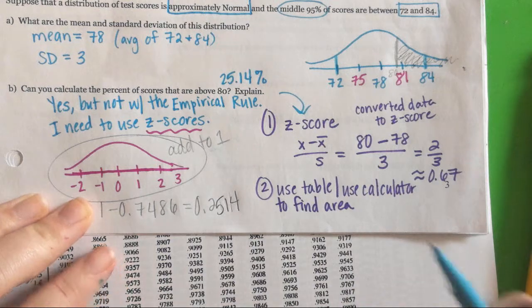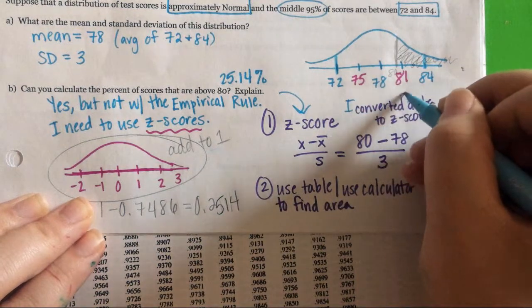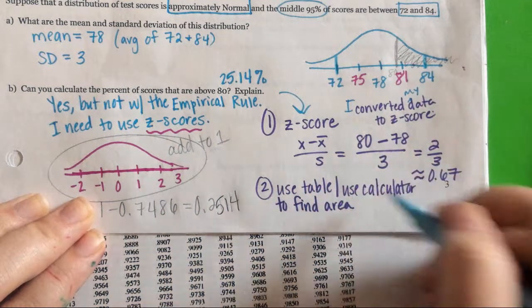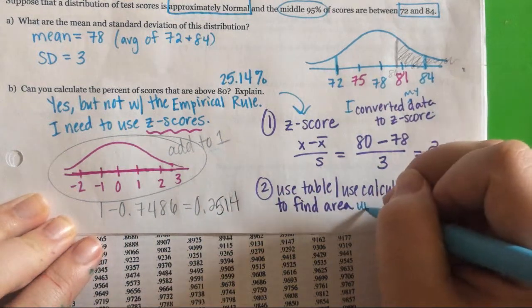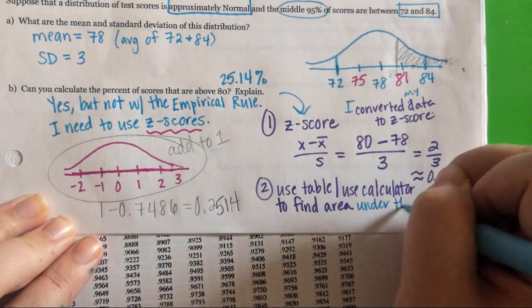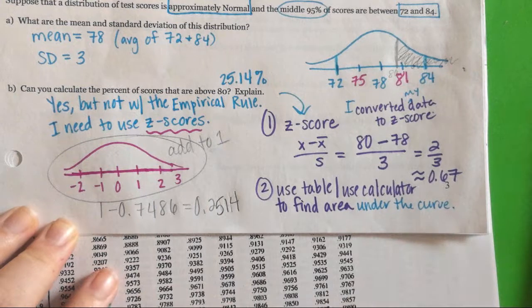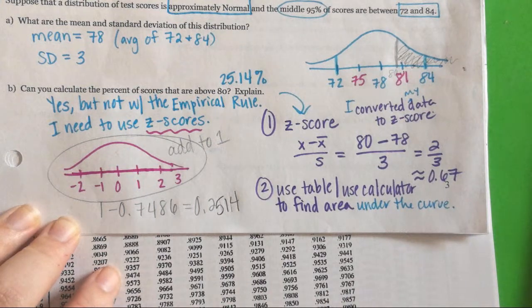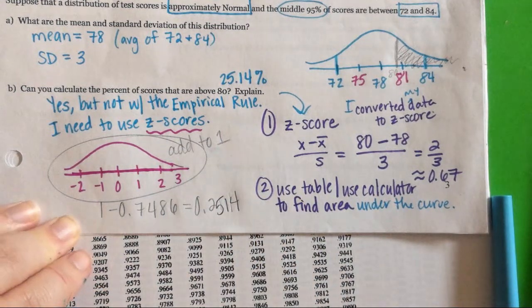So should I maybe say I converted my data to a Z-score? I converted my data to a Z-score. I used the table to find the area under the curve. And then say the percentage of scores above an 80 are 25.14. Probably so. And then, you know what? I didn't do a good job in my answer. What did I not reference well?